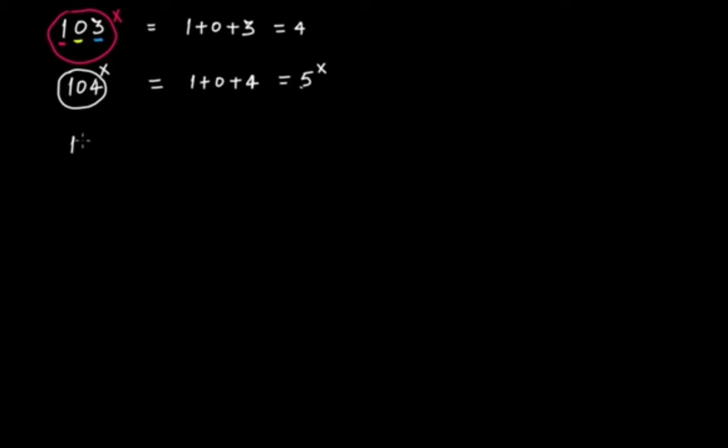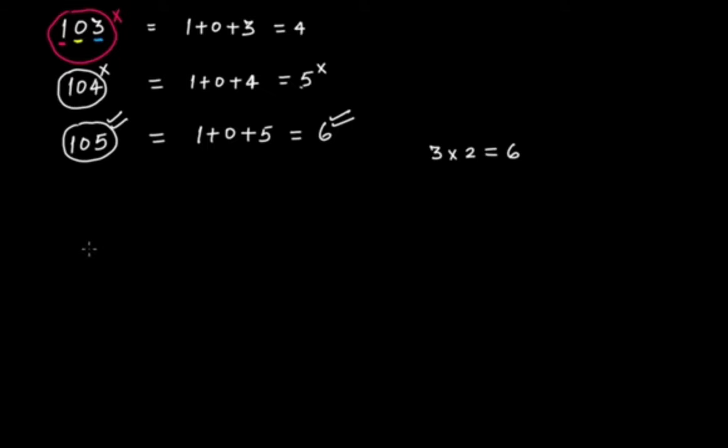What about 105? So the addition would be 1 plus 0 plus 5, and the sum would be 6. And yes, 6 is divisible by 3. It's 3 times 2 is equal to 6, right? Therefore, 6 is a multiple of 3, and therefore 105 is divisible by 3.